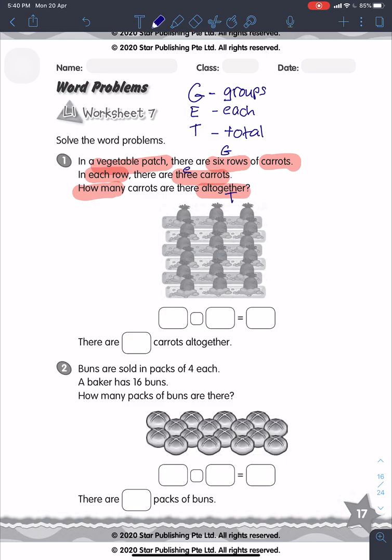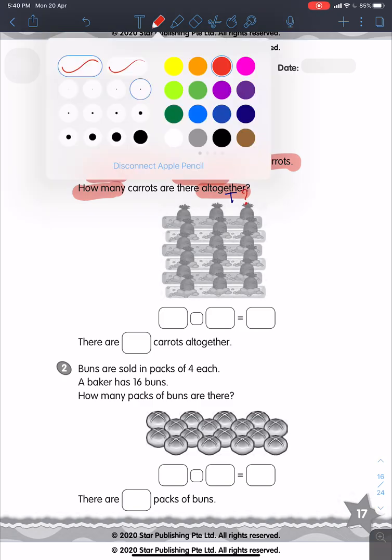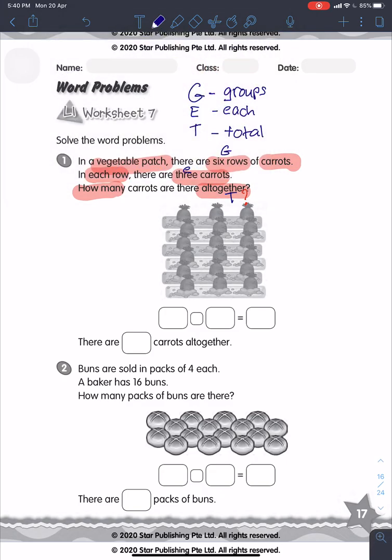Now we would like to find out what is the total. So from this, we are able to do a multiplication. So the number of groups times how many are there in each. So GET. So in this case, there are 6 groups, multiplied by 3 carrots each to find the total. I get 18 carrots all together.